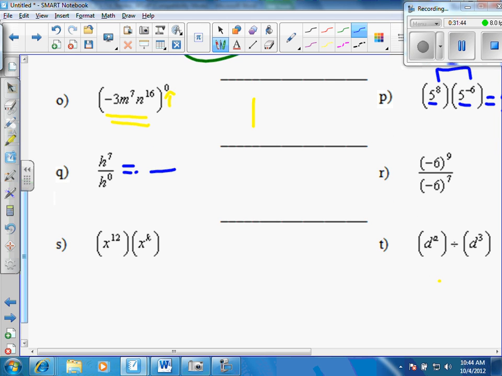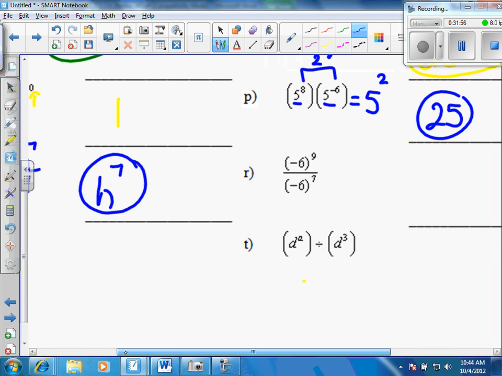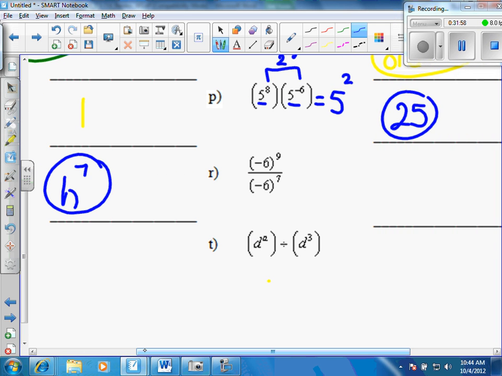One way to think of this is anything to the 0 power is 1, so we just have h to the 7th over 1. So the best way to write that is just h to the 7th. So we're now just doing extra practice. Remember, the test tomorrow will not be this long, just lots of extra practice.